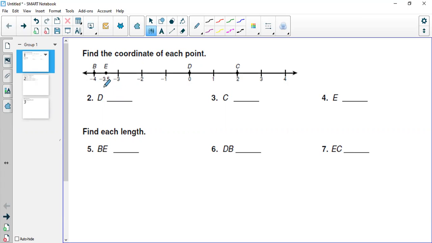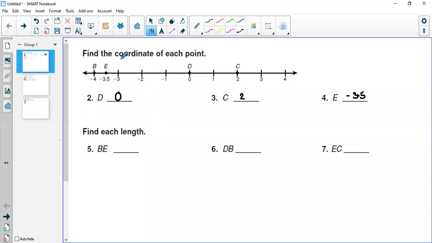So starting from question number 2, find the coordinate of each point. They're asking the value of each point, that's all, nothing else. So the value of D is 0, C is 2, and E is negative 3.5. And 0.5, that's a point. Okay, fine.